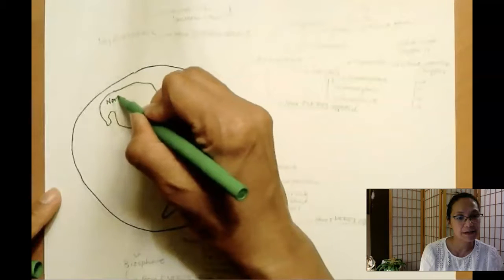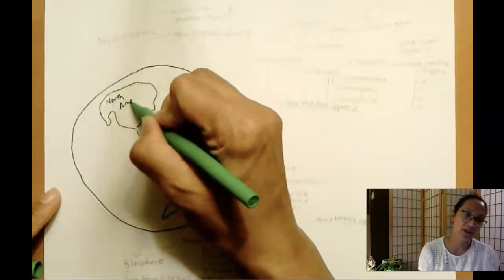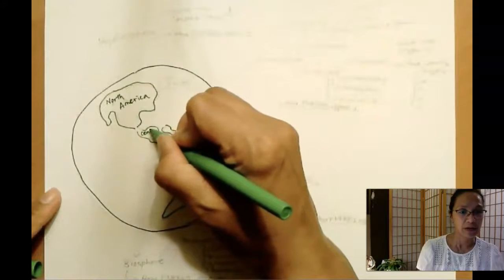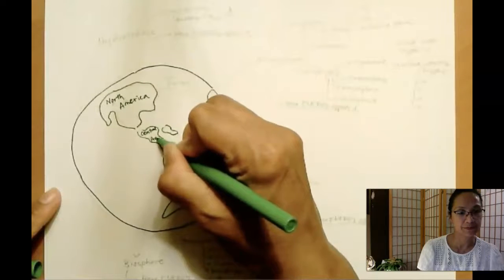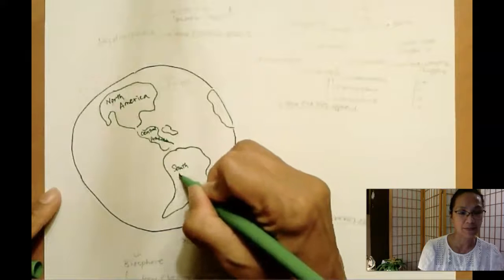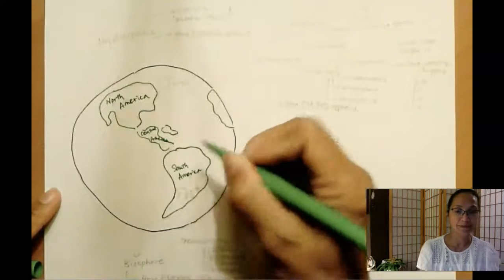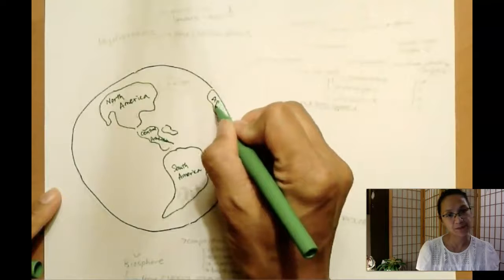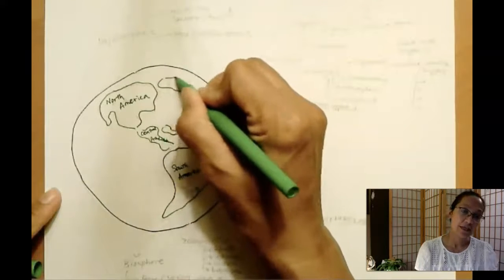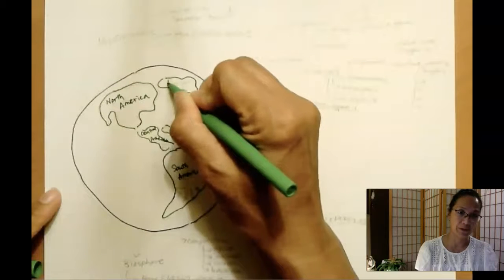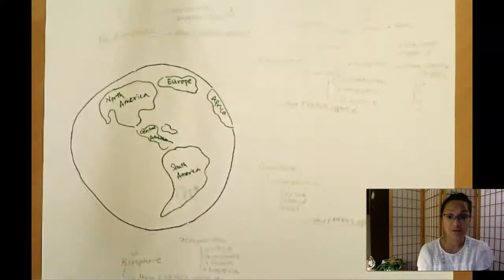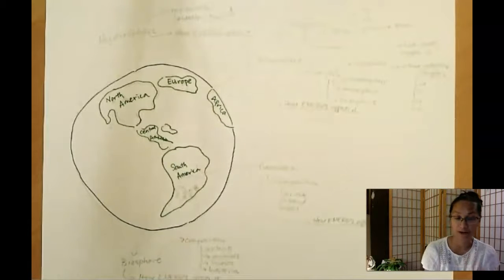Right, and let us label the different continents. So this is North America, and this is Central America, and South America, and then we have Africa, and then this part is Europe. So those are just some of the continents that are visible on this side of the Earth.